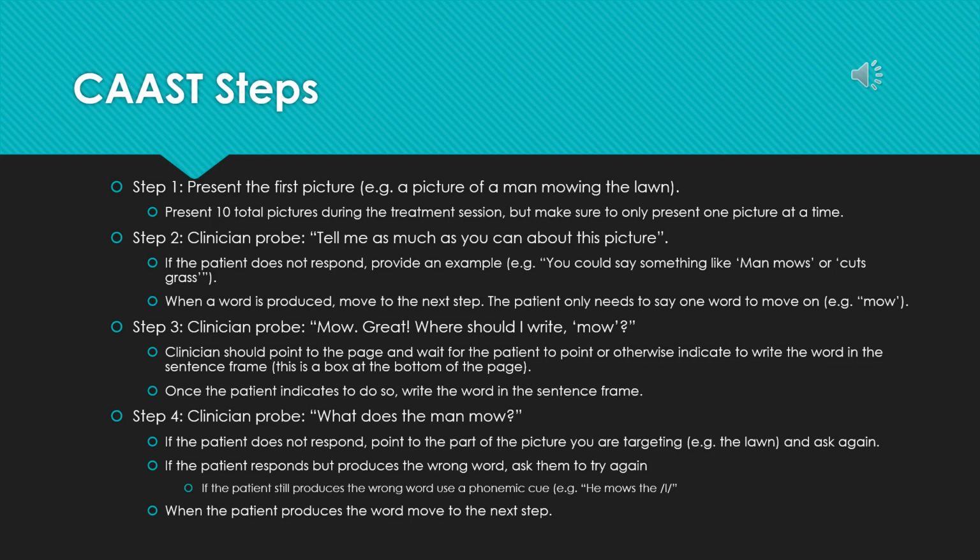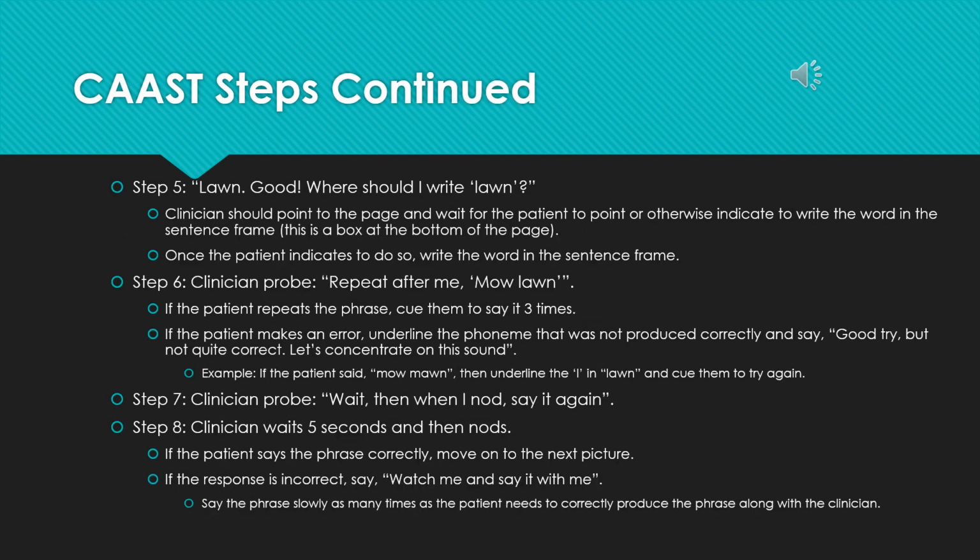Then the next step is designed to help the patient elaborate. The clinician could say something like, "What does the man mow?" If the patient does not respond, point to the part of the picture that you're targeting and ask again. If the patient responds but produces the wrong word, ask them to try again and provide a phonemic cue on the third try. Once the patient produces a new word that elaborates on the first one, the clinician should write that word in the box as well, using the same steps as before.